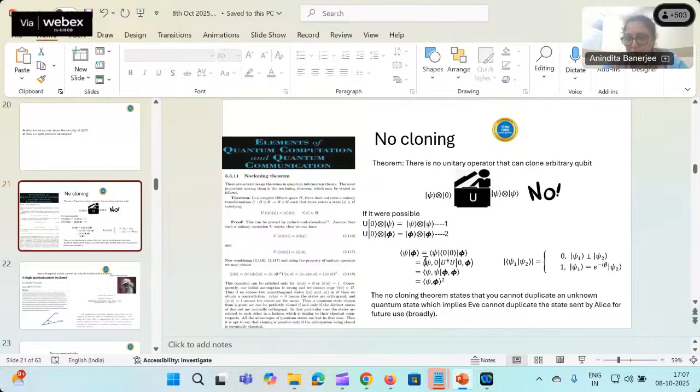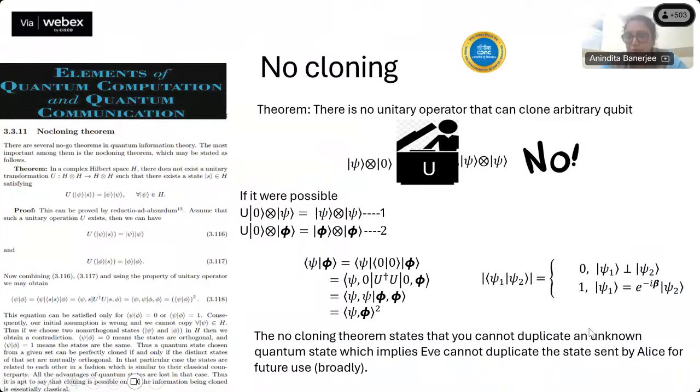Now, if you take the inner product and do a little maths, what you will find out is that you cannot duplicate any unknown quantum state. This sentence itself is very important. You cannot duplicate any unknown quantum state. You can duplicate a state which is either equal or orthogonal to it.